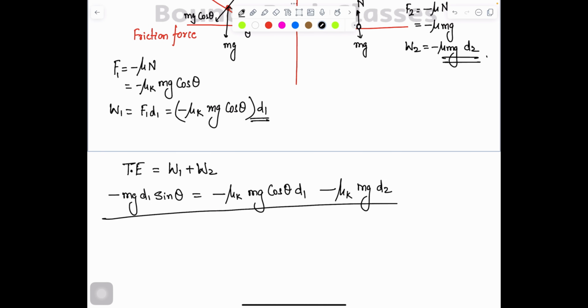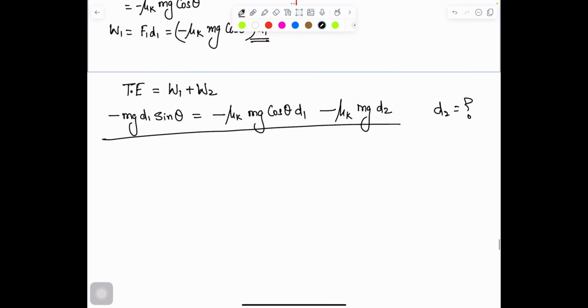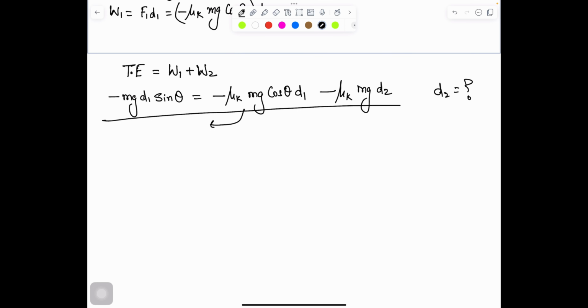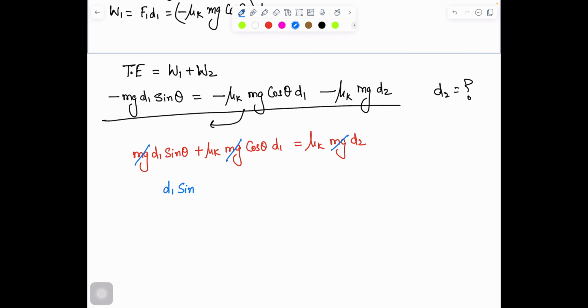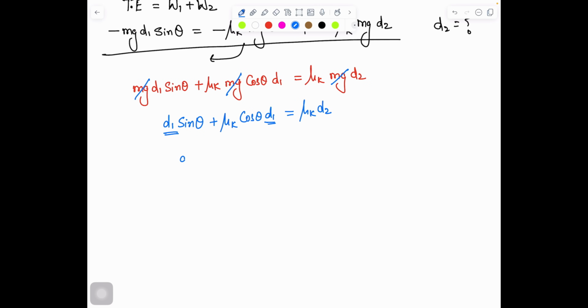What are we looking for from this equation? We are looking for d2. So take this value to this side. If you rearrange them, remove all the negatives, so it becomes mg d1 sine of theta plus mu k mg cos of theta d1 is equal to mu k mg d2. Everywhere mg is the same, mg and mg. So we get d1 sine of theta plus mu k cos of theta d1 is equal to mu k d2. Take out d1 common: d1 bracket sine theta plus mu k cos of theta equals mu k d2.